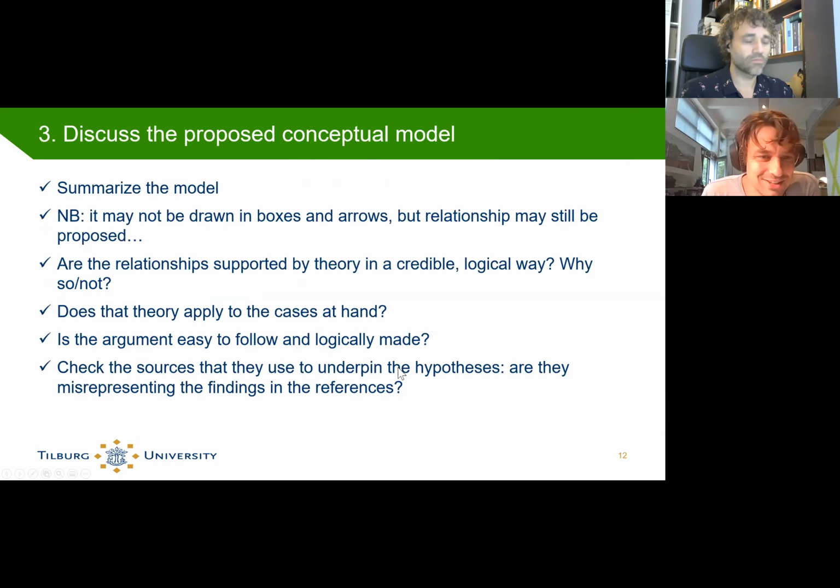Okay, so let's move to the third component. Then we're moving to the theoretical framework. And usually, particularly in confirmatory research, the theoretical framework proposes a conceptual model. Now that is often drawn with boxes and arrows, but sometimes in the text they propose relationships.